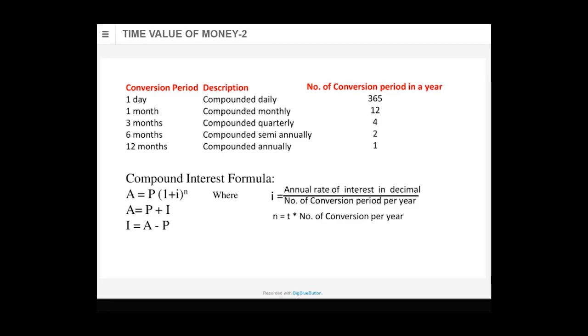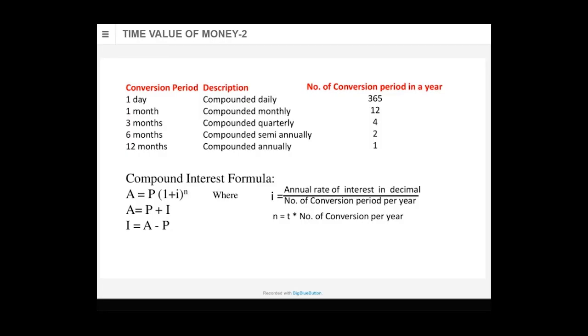Compounded monthly, that means 1 month. So conversion period will be 12. 1 month, so 12 months. 3 months means compounded quarterly, and so conversion period will be 4. 3 months, 3 months, 3 months. So 12 divided by 3, which is 4. 6 months, compounded semi-annually. And 12 months is compounded annually.